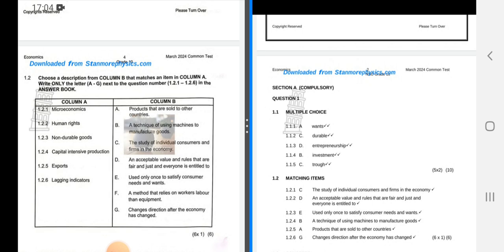We did durable goods. So you see, whatever answer you gave in question A there, it's catching up with you here. So we want capital intensive production goes with number B. It's a technique of using machines to manufacture goods. And then 1.2.5, which is exports, matches with A, products that are sold to other countries. And then 1.2.6, lagging indicators, change direction after the economy has changed.